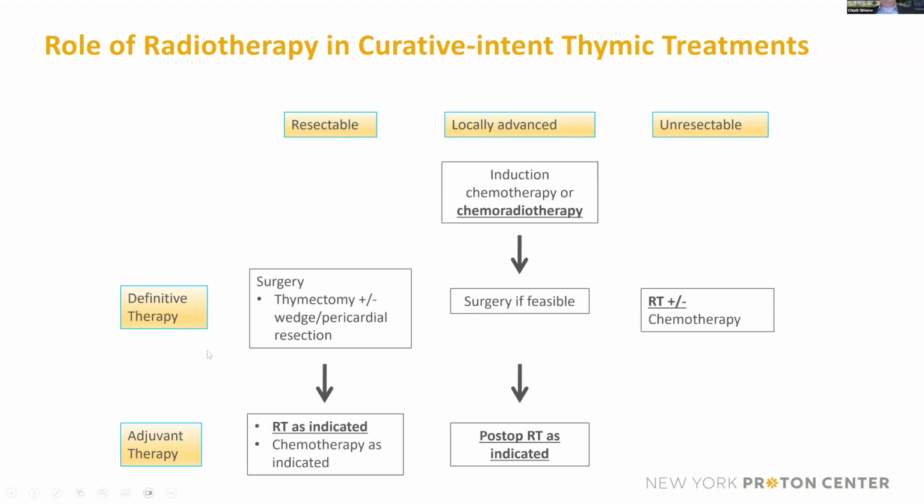So just a quick overview since I'm the first speaker, and then this kind of shows how radiation fits in. In a resectable patient population, we generally use radiation in the adjuvant setting, you can see on the bottom. In a locally advanced setting, similarly, if we're going to use radiation, it's usually in the adjuvant, but there may be a role for neoadjuvant, which I'll talk about. And then in the unresectable setting, radiation has a role in definitive management.